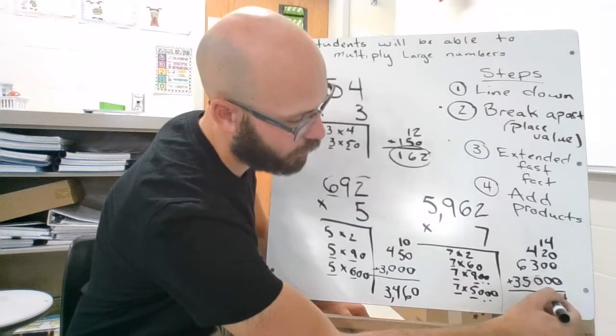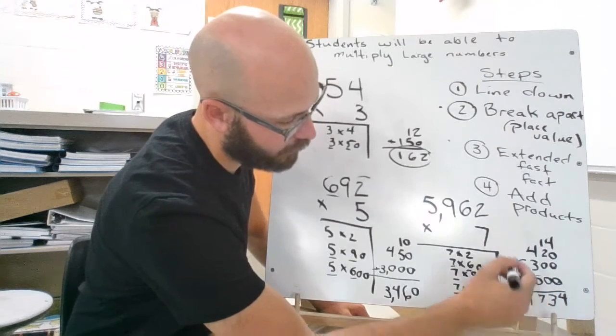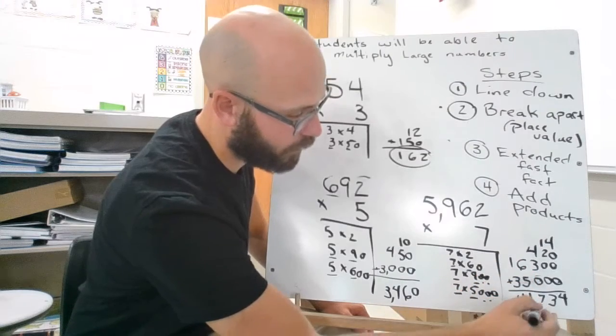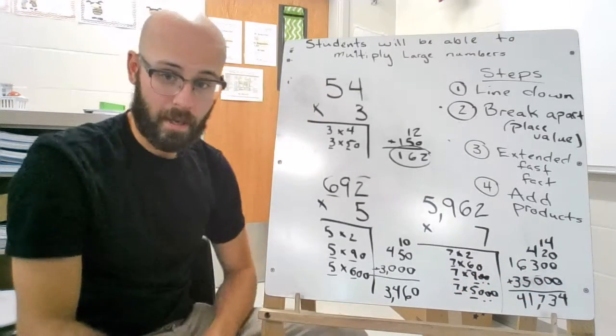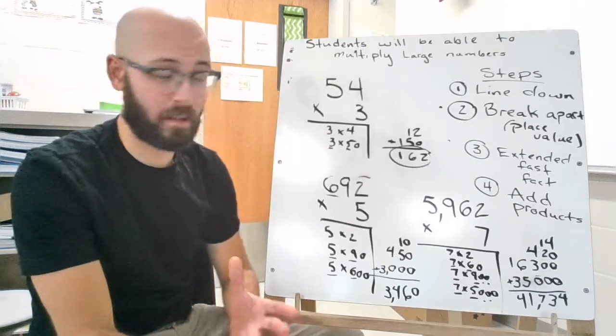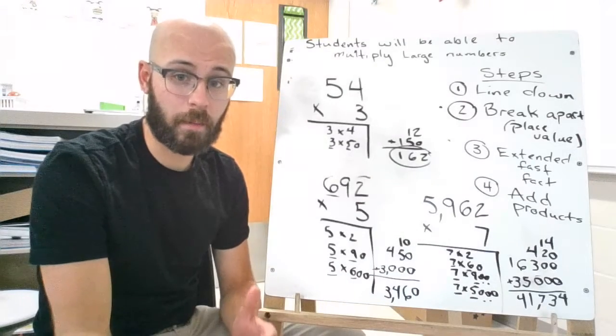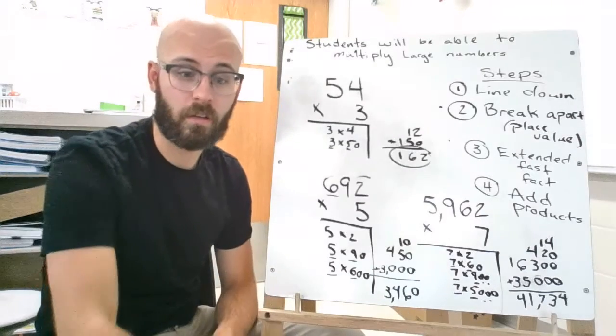4, 3, 7. I'm just adding. That's the final step. 11, carry the 1, and 4, 41,734. If you could do any of these three, you're on your way to being good at multiplying larger numbers. Keep that in mind for these next couple lessons when we get into double digits times double digit numbers. Thank you guys. We'll talk to you later.